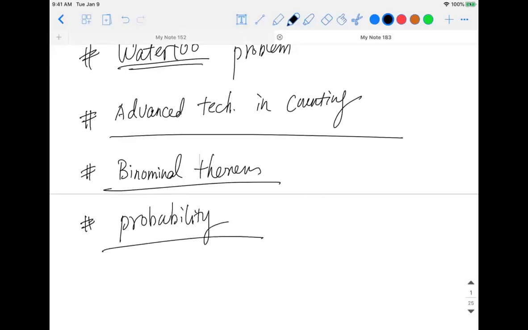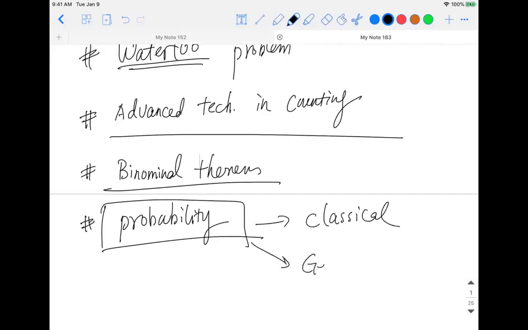Probability is actually an extension of the counting skills. I'd say they are 95% similar. As long as you master the counting skills, you should have no problem with probability problems. That's why we put probability at the end of the lecture series. There are two types of probability problems we'd like to discuss: one is classical probability, the other is geometric probability.